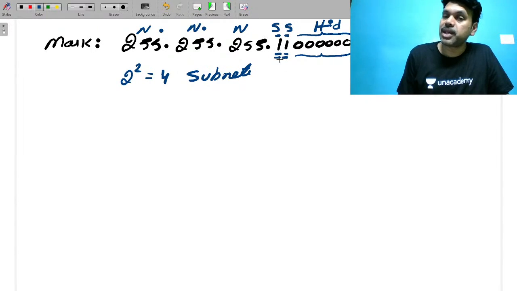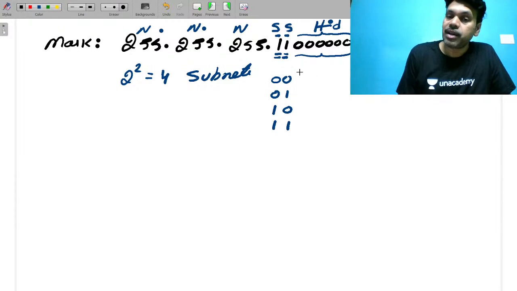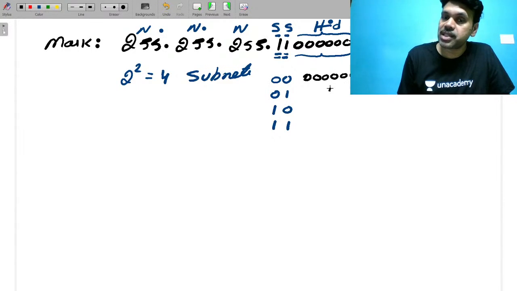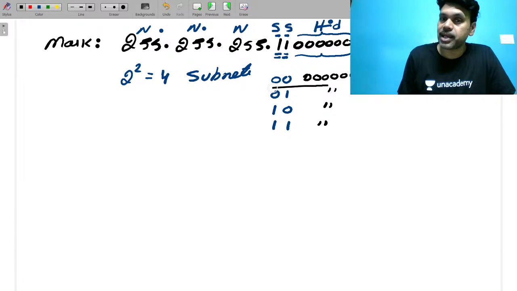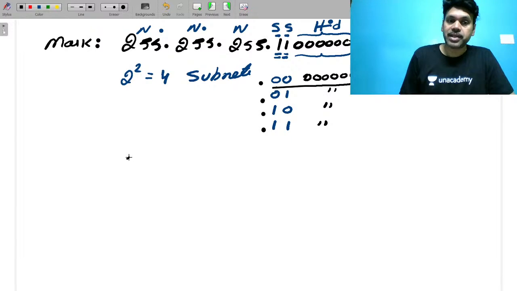So first subnet value 00, 01, 10, 11. The 2-bit combinations I am writing. For every combination you are having 6-bit HIDs. Now what are the subnet IDs you got? So you got subnet ID. First subnet ID is, so that is your first subnet.